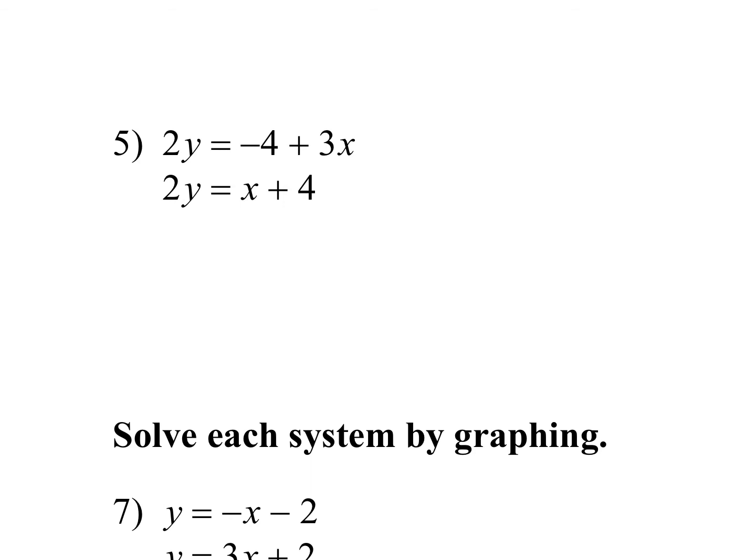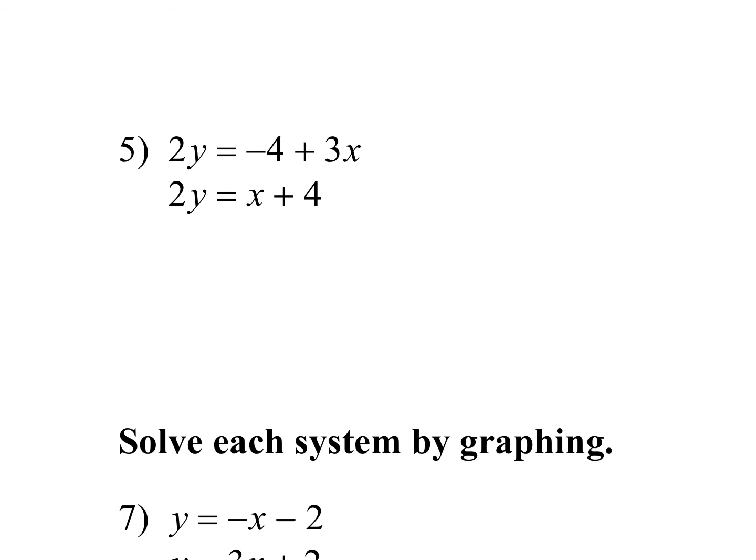So what do I have to do first for the first equation? So we want it to be y equals, so we're going to divide everything by 2. So divided by 2, divided by 2, divided by 2. So this cancels. So I have y equals, what's negative 4 divided by 2? Negative 2. And what's 3x divided by 2? 3/2x. What's my slope here? 3/2. Awesome. So even though this isn't in slope-intercept form, we can still see what the slope is because it's just what's in front of the x. And what's my y-intercept? Negative 2.